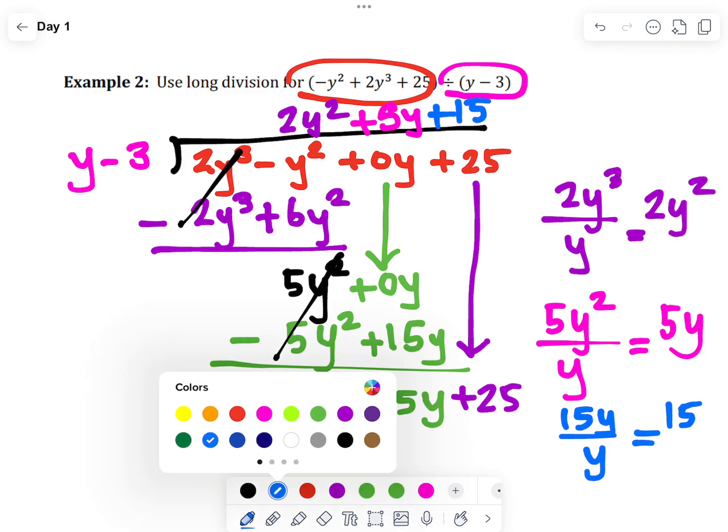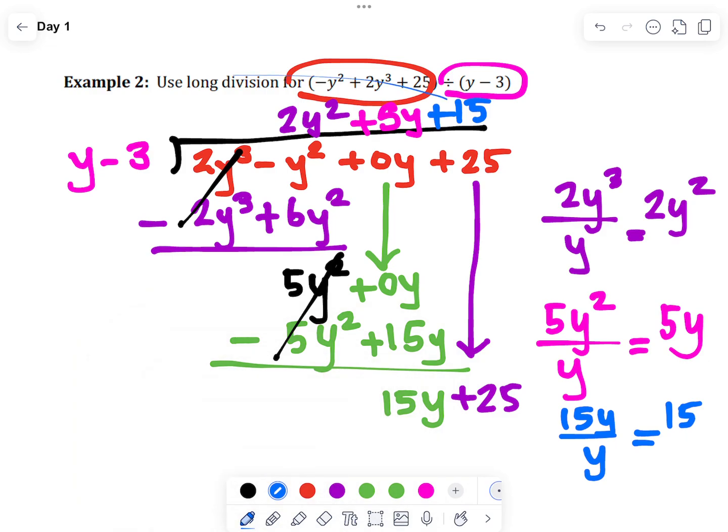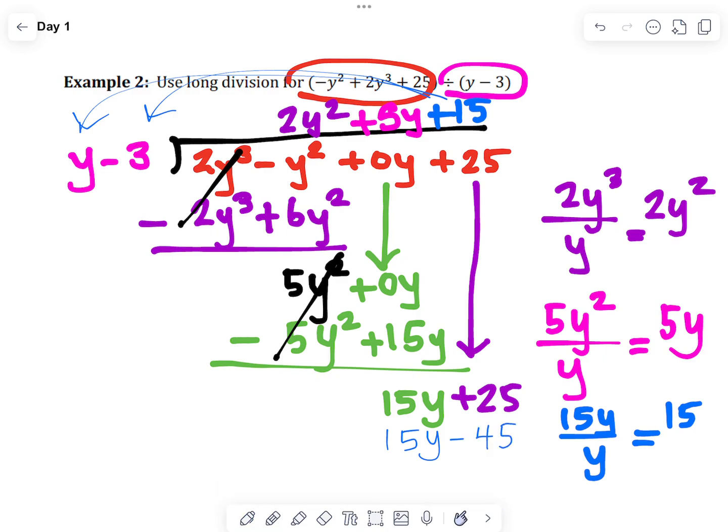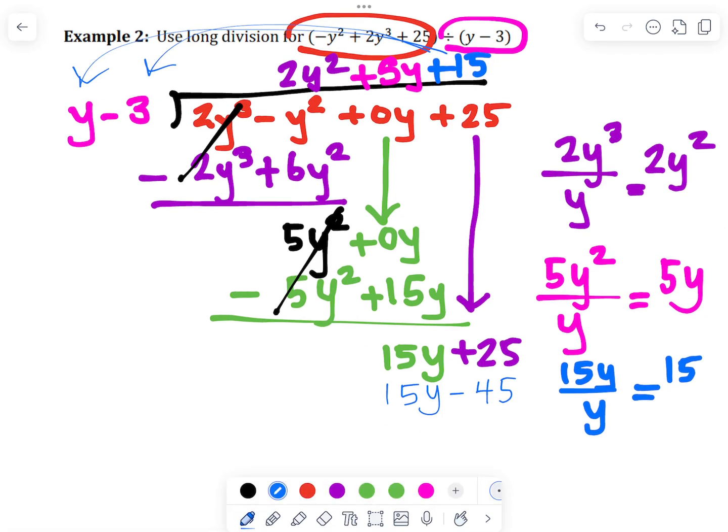Now I multiply. 15 times y is 15y. And I take 15 times negative 3 is negative 45. Then I subtract all the way through. That's going to change those signs. The first term cancels, and then we combine 25 plus 45 is 70.